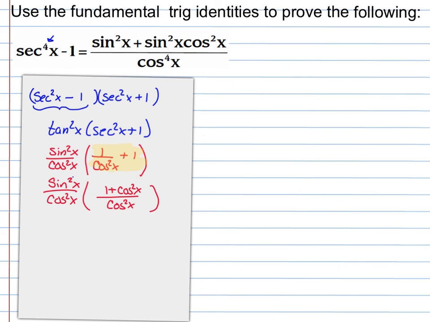So if I go sine squared of x times everything that's in the denominator, I'm going to get sine squared of x plus sine squared of x cosine squared of x, which is what we have in the numerator. And then we have cosine squared times cosine squared. That'll be cosine to the 4th power of x. And that is what we have. So we have verified it.